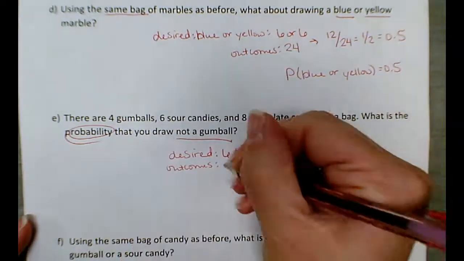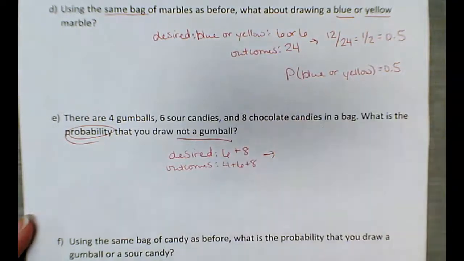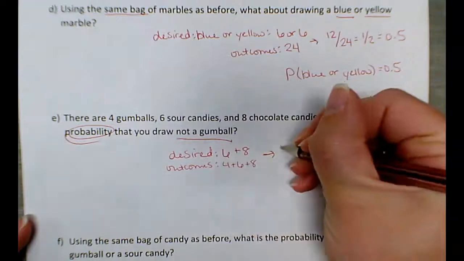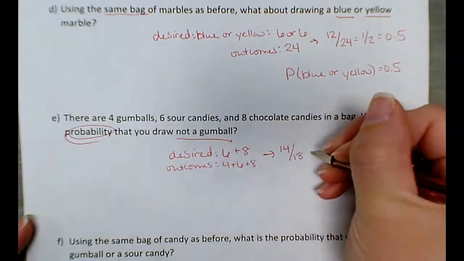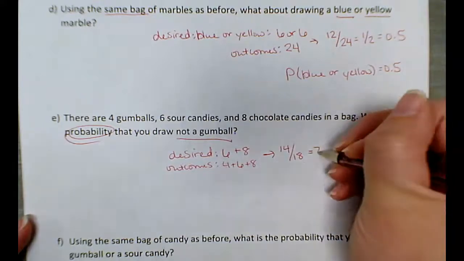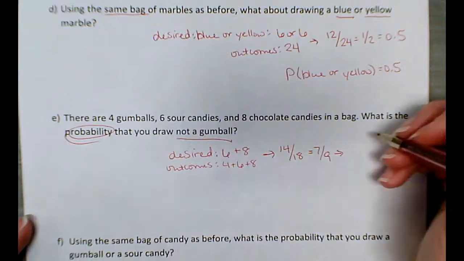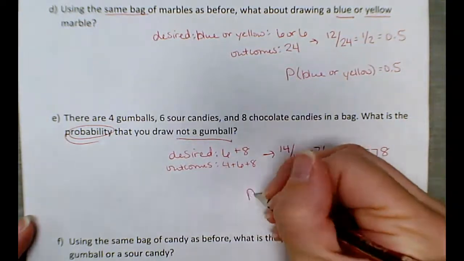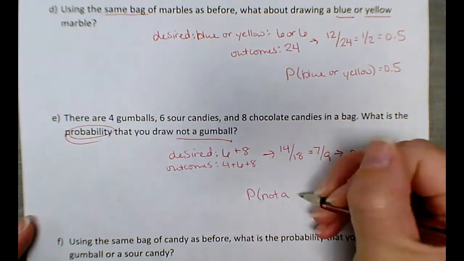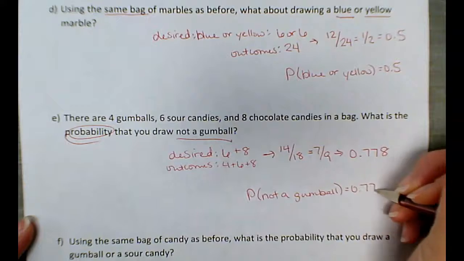So 4 plus 6, which is 10, plus 8, which is 18. So my probability of drawing not a gumball would be 6 plus 8, that's 14, over 4 plus 6 plus 8, which is 18. If you simplify that, you get 7/9. And if you put that in form of a decimal rounded to the nearest thousandth, that's 0.778. So we were finding the probability of not a gumball. That was 0.778.